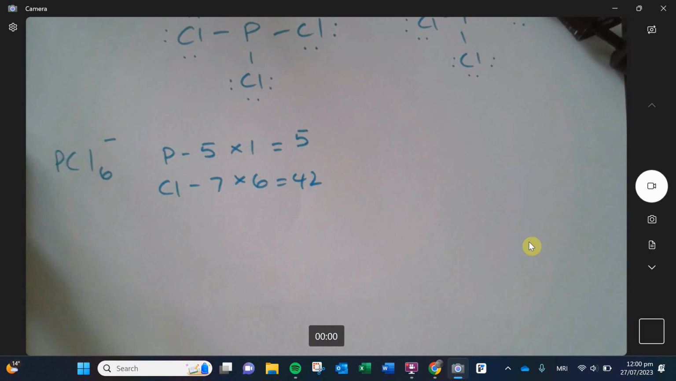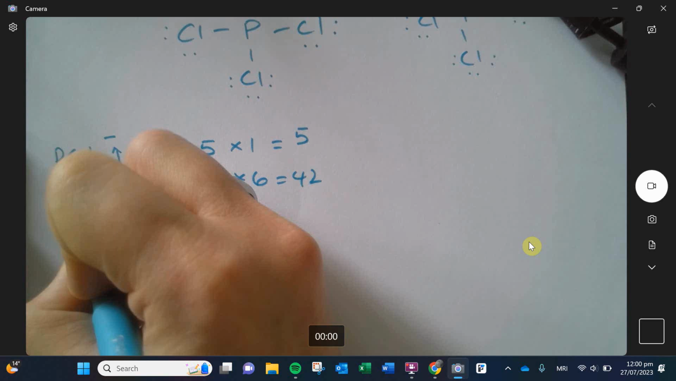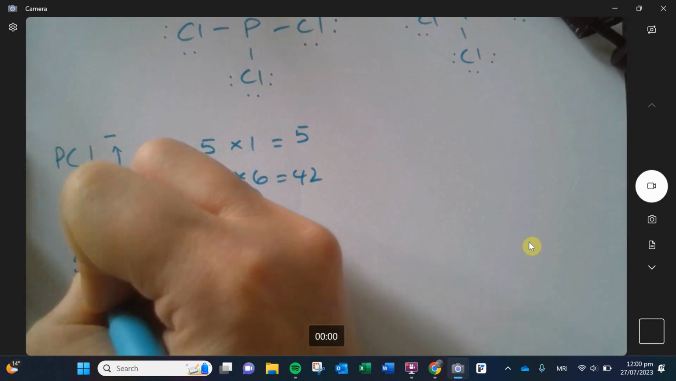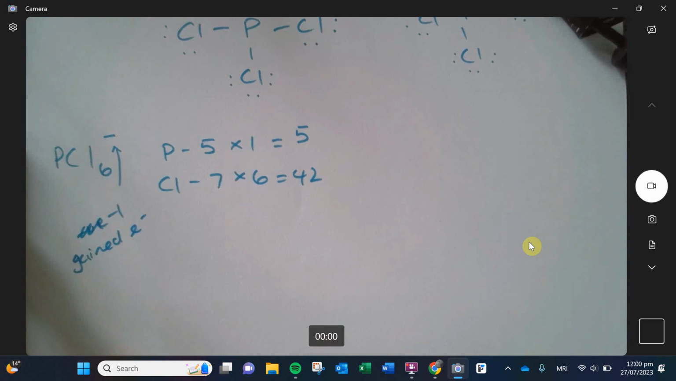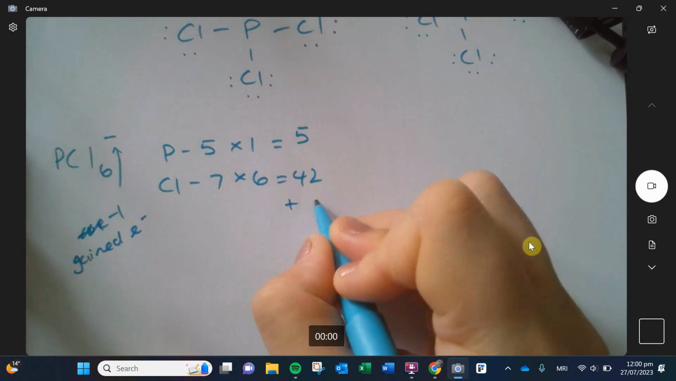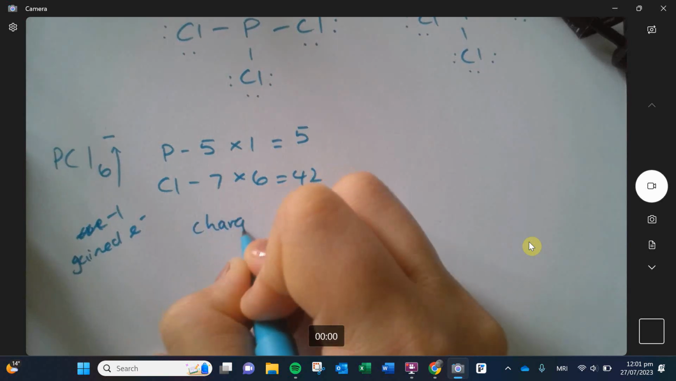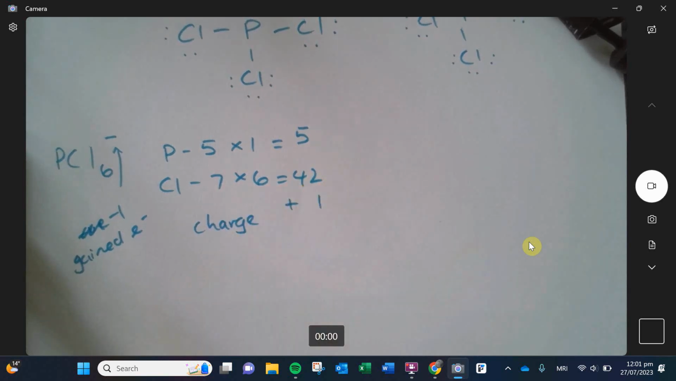Now, the thing you have to remember whenever you are dealing with ions is that you need to factor in the loss or gain of electrons based off of that ion. Since this charge here is -1, that means that it has gained an electron. So when I do this math, I need to add 1 more electron to it from the charge. If you had a positive ion, you would be subtracting an electron away because they would have lost an electron. So just keep that in mind.